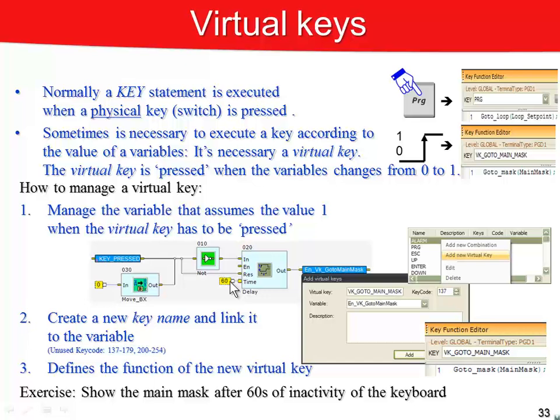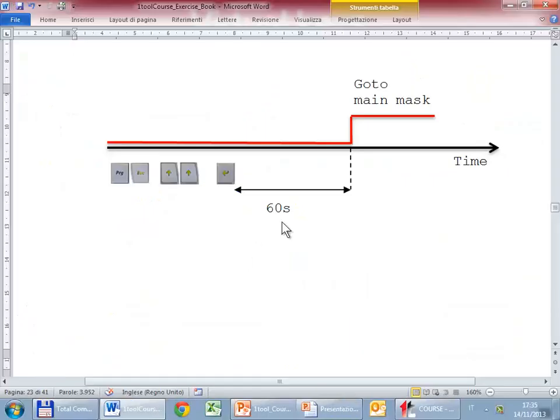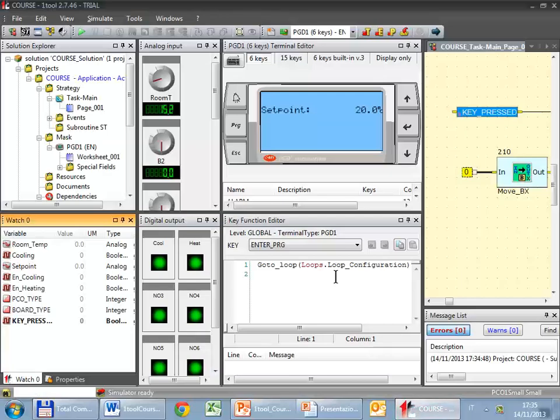So I repeat that we expect a trend like this. While we press, the variable is 0. After 60 seconds, 5 seconds in this moment, the variable should become 1. After that, if you press a key again, the variable changes back to 0, and everything restarts. Let's see if the strategy behaves as I just told you. Start.